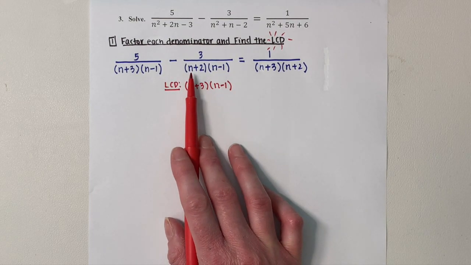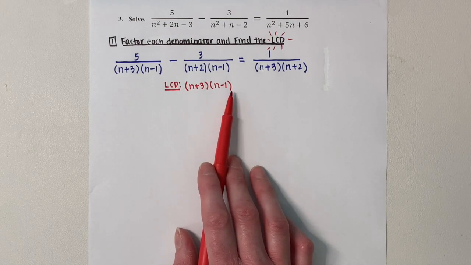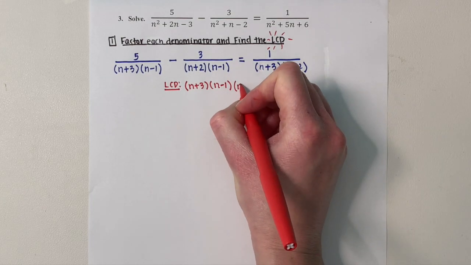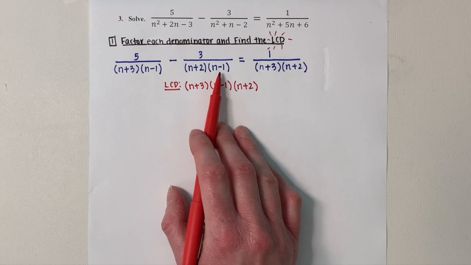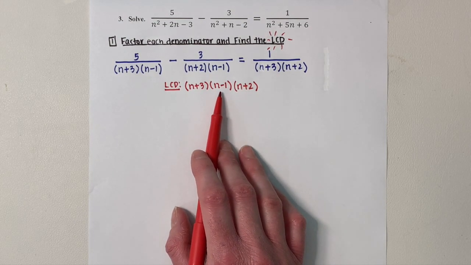Let's see, does the factor n plus 2 appear in our LCD? No, so we need to add it. Does the factor n minus 1 appear in our LCD? Yes, so we don't need to add it.